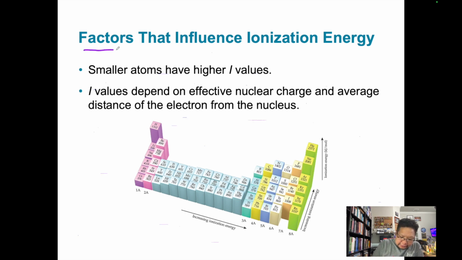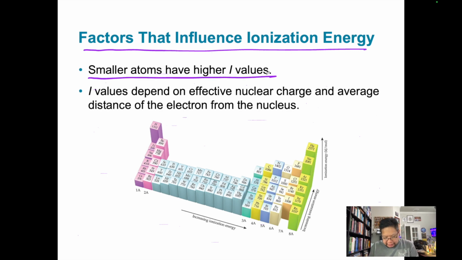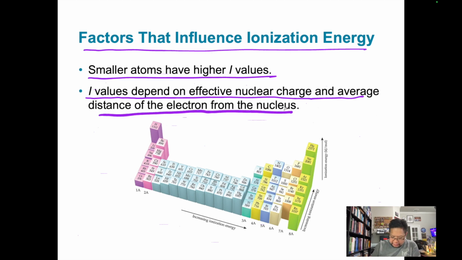So, what are some factors that influence the ionization energy? Well, smaller atoms have higher ionization energy values, right? And then ionization values depend on the effective nuclear charge and the average distance of an electron from the nucleus, right? So, you look at this little chart here. Just as we said before, as you go from left to right, the ionization energy increases.